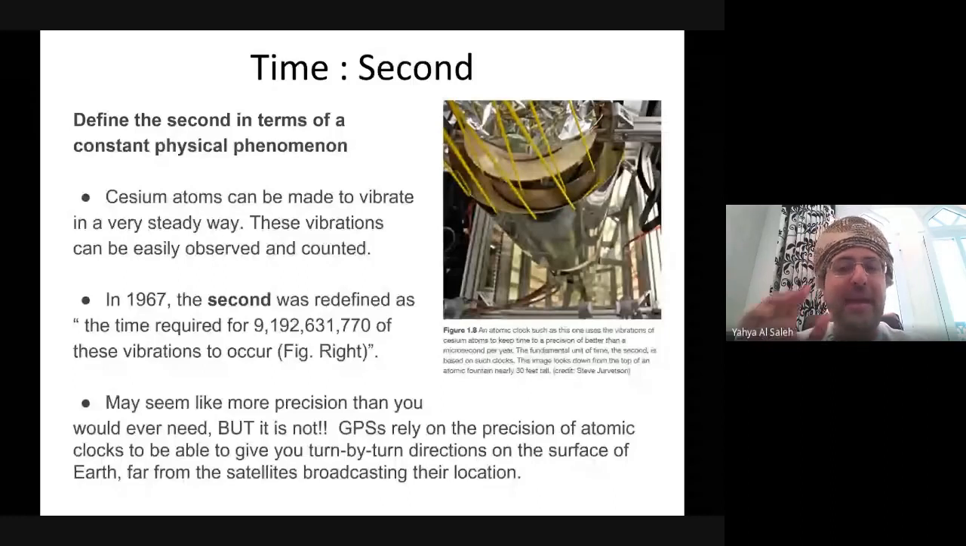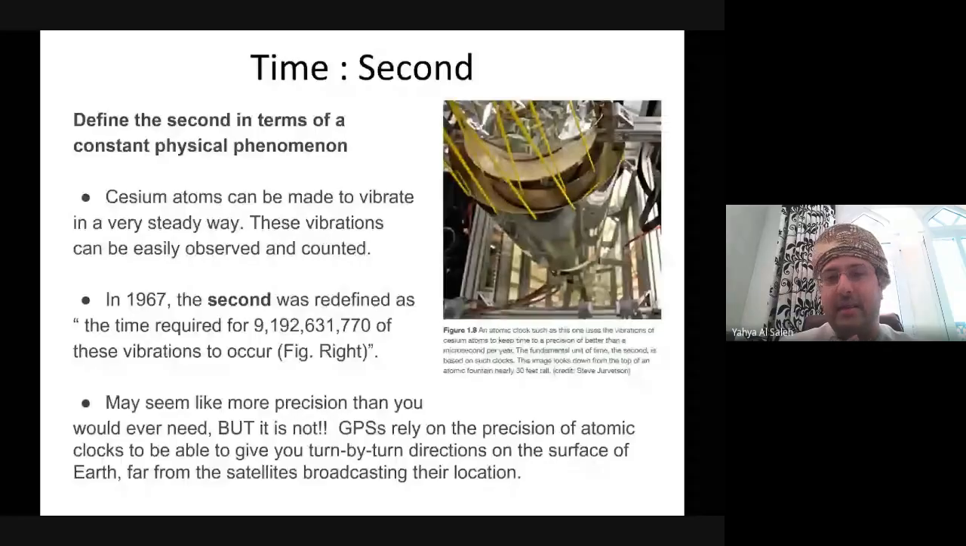But the base unit, what we call the base unit, the basic one, is the second. And we have a definition for it in terms of a constant physical phenomenon, which is what? You have atoms. The cesium atoms can be made to vibrate very, very steadily. And these vibrations can be easily observed and counted. Now, of course, when I say easily, I don't mean at home. I mean in a very complicated lab setting, like the one in the photo. Okay, but in terms of science and physics, this is easy.